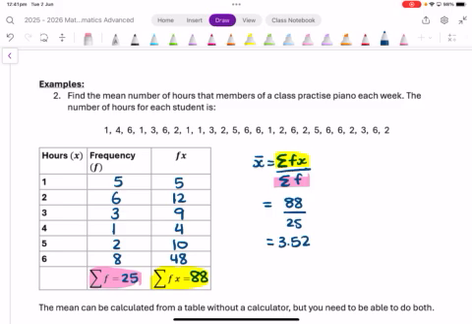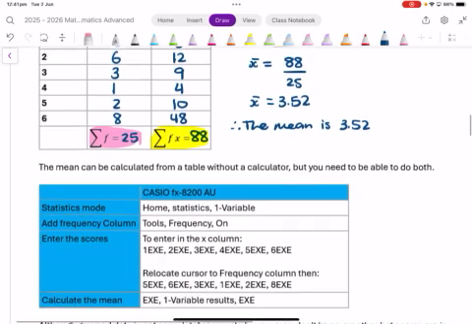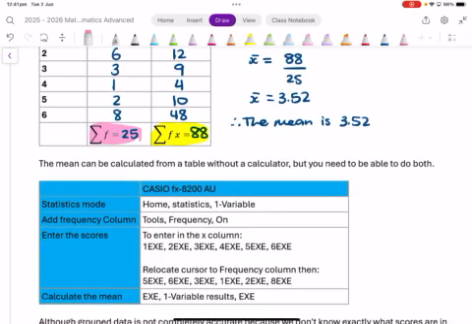Okay, and so therefore the mean is 3.52. Now we also could have put that into our X and our frequency by using our calculator. All right, so we can do it with turning our frequency on.